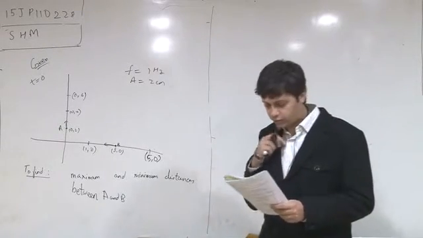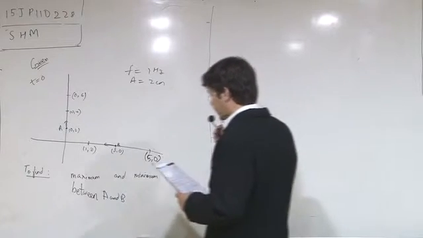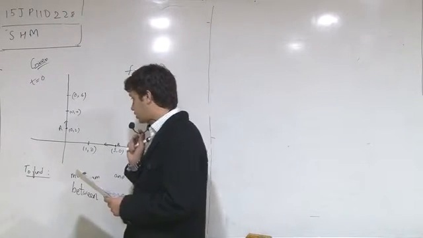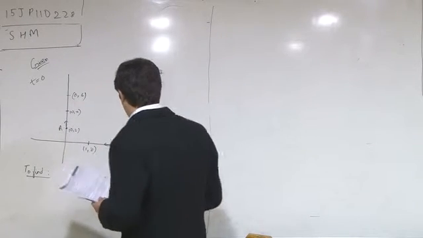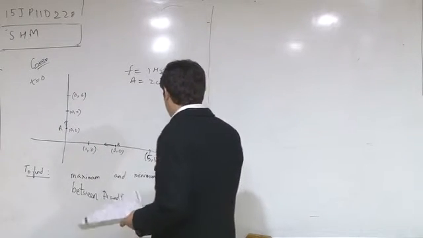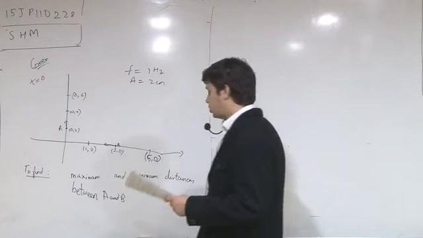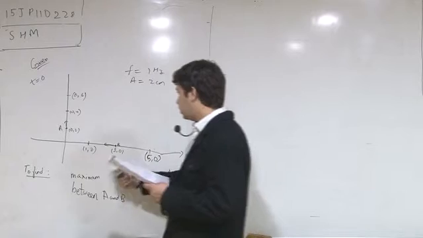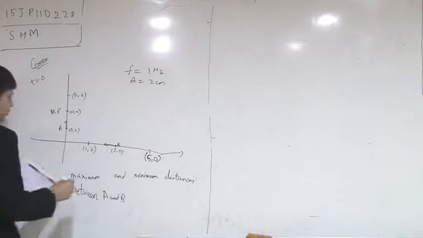Hello dear students, today we are going to discuss question code 15JP110228. What is given in this question is that there are two SHMs, one performed by particle A along the y-axis, and the other is an SHM performed along the x-axis by B. The mean position of B is (3, 0) and the mean position of A is (0, 4).